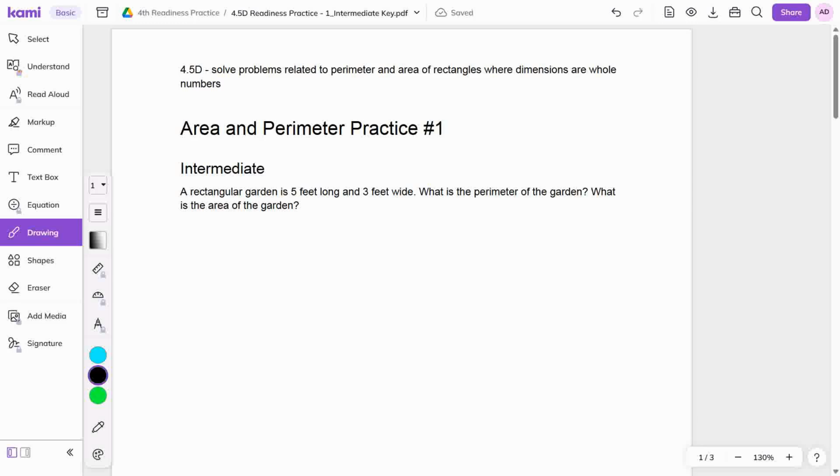Today we are looking at the fourth grade concept of area and perimeter. This is 4.5D Readiness Practice Intermediate version.